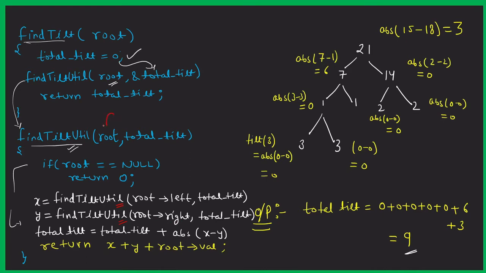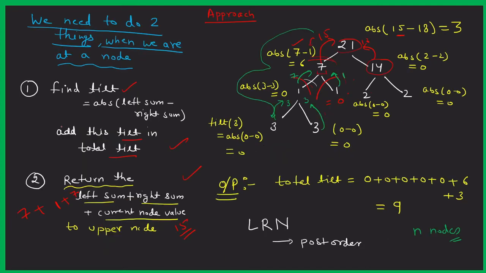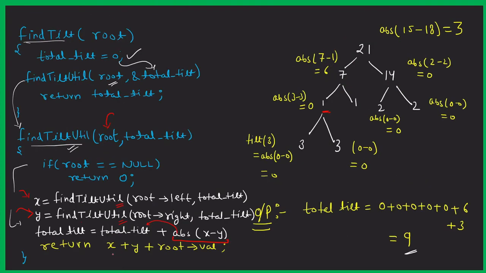So for a given node, let's say for a given root, we will be finding the left sum and the right sum. So x will be storing the left sum and y will be storing the right sum. After finding these two values, we are finding the tilt. Tilt is absolute of x minus y, and then we are adding this tilt to the previous total tilt. So our first task of finding the tilt is over. Now we are returning the sum of the left sum, right sum, and the current node value, so x plus y plus current node value.